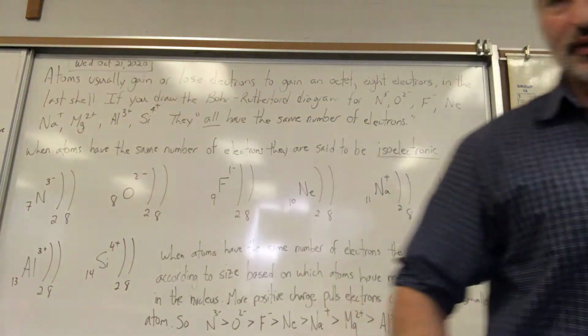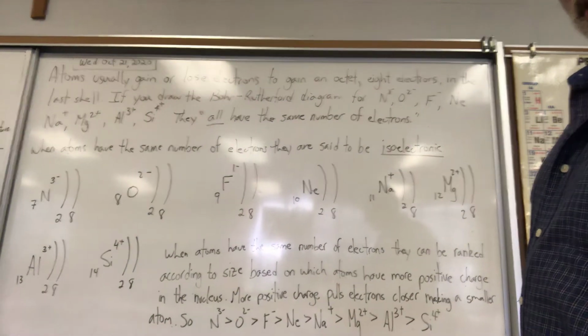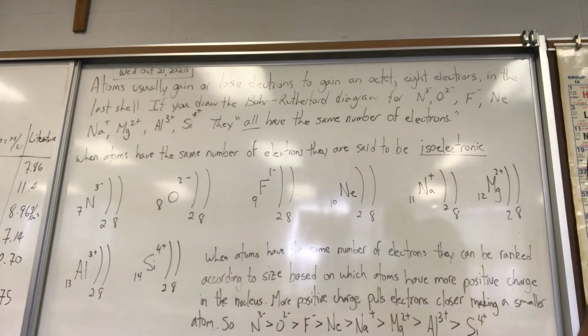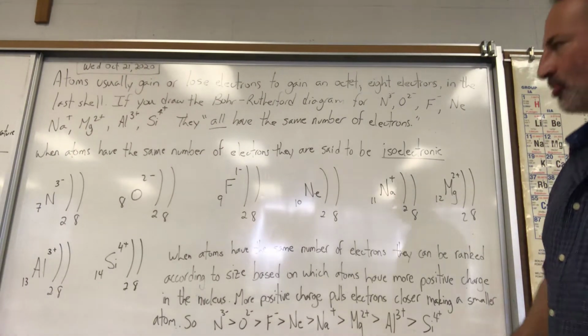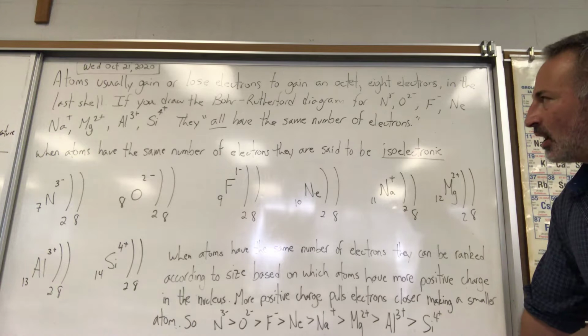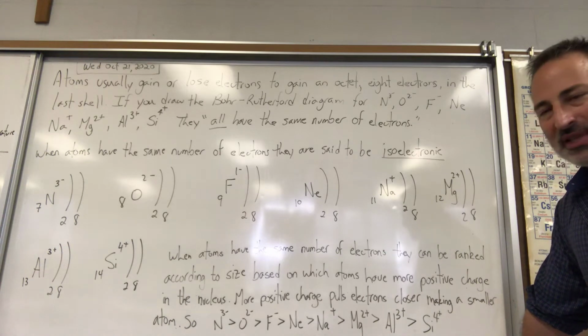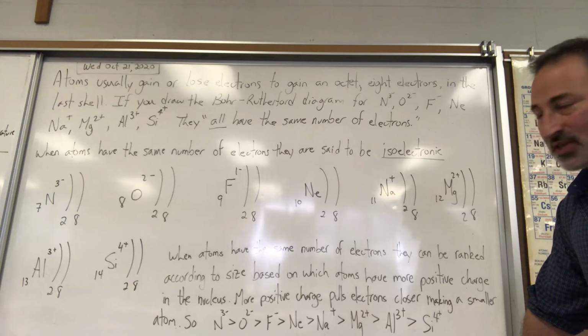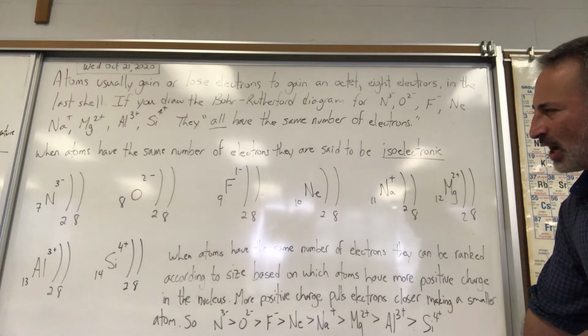Hi class, today I'm going to show you how to rank atoms according to size based on a simple criterion. We're going to choose a bunch of atoms that have the same number of electrons. And when a set of atoms have the same number of electrons in them, they're called isoelectronic. And why would I do that?